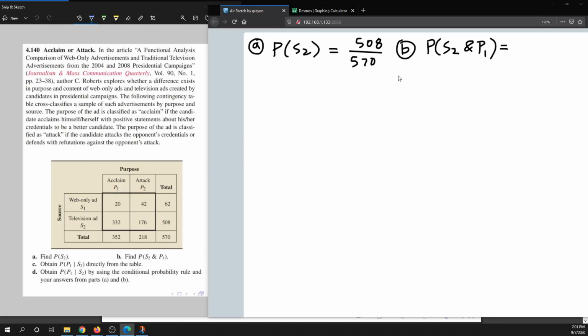Right? Again, that is not a conditional probability. That is the probability of the and of two events. So we just calculate the normal way that we've been doing prior to this section. So S2 would be that the ad is a television ad, and P1 would be that the ad is an acclaim or positive ad. And so we want those that are common to both. That's given by the probability in this cell right here, 332. So there's 332 of those. That would be the top number. And the bottom number would be the total number of ads in our sample space, which is 570.